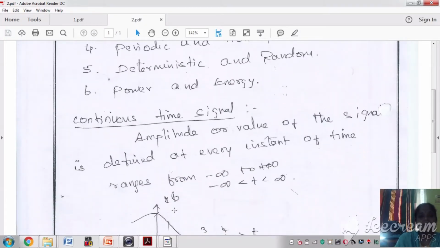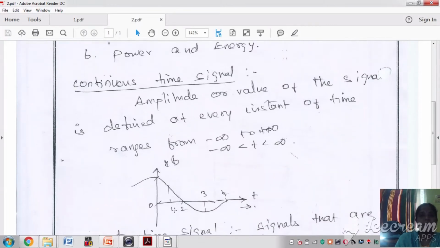The continuous time signal is nothing but one where the amplitude is continuously varying with respect to time. Here at 0 we have one amplitude, at time t equal to 1 you have one amplitude, at time t equal to 2 you have one amplitude. A signal which is continuously varying with respect to time is said to be a continuous time domain signal.